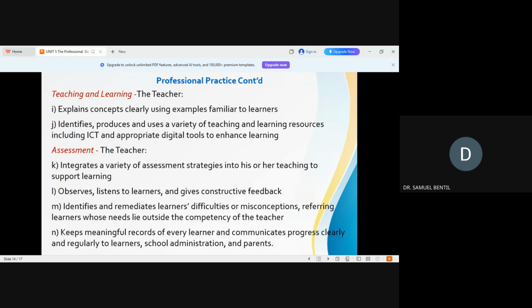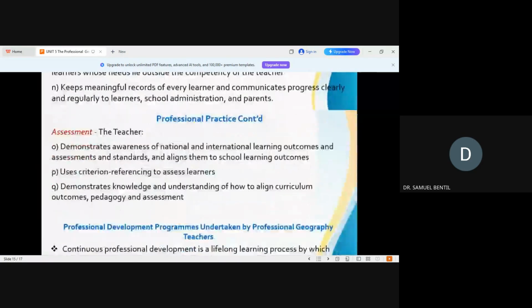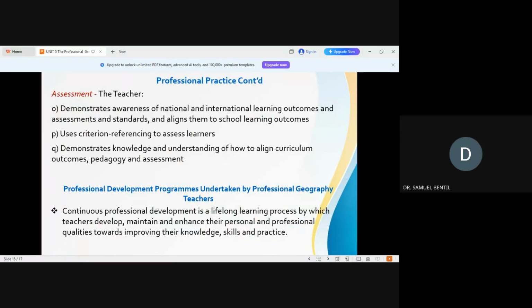You must also keep meaningful records of every learner and communicate progress clearly and regularly to learners, school administration, and parents as well. That's why you need to establish that collaborative relationship with parents, school management, learners themselves, and other stakeholders who equally have a role to play so far as the school activity is concerned.